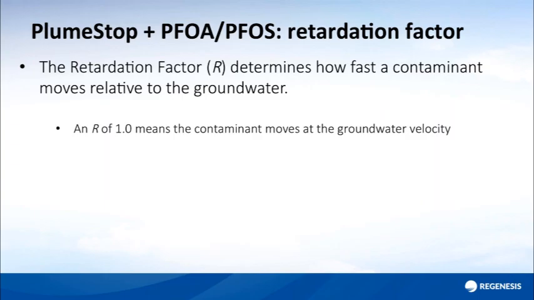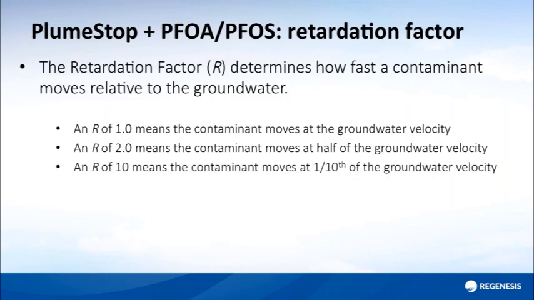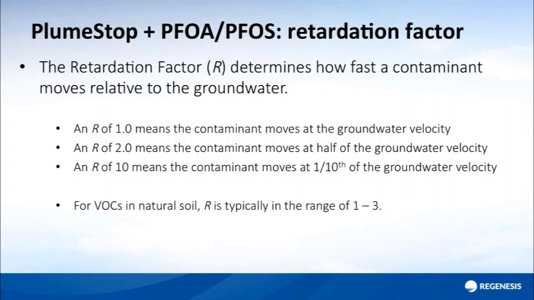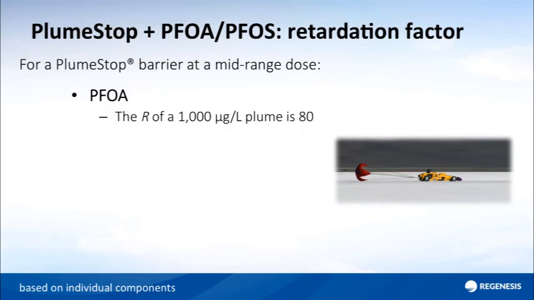So let's look at PlumeStop and PFOS and PFOA. At a mid-range dose, the retardation factor of PFOA is going to be about 80. At a lower contaminant concentration, it's 570. At 10 micrograms per litre, it's 4,000. With PFOS, it's even more. At 1 milligram per litre, 375. At 100 micrograms per litre, 2,000. At 10 micrograms per litre, a retardation factor of 10,000.